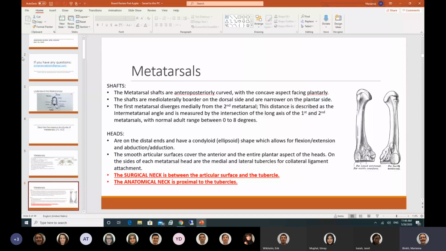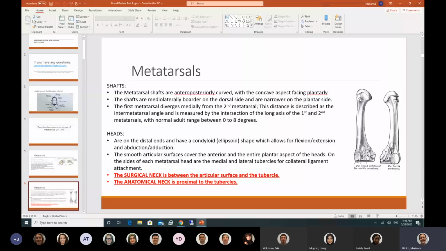All right, one question they will ask, and for some reason there's a lot of mistakes on it, is surgical neck versus anatomical neck, okay? Metatarsals have these little tubercles. The metatarsal heads have these little tubercles, basically to which you have stabilizing ligaments that attach.